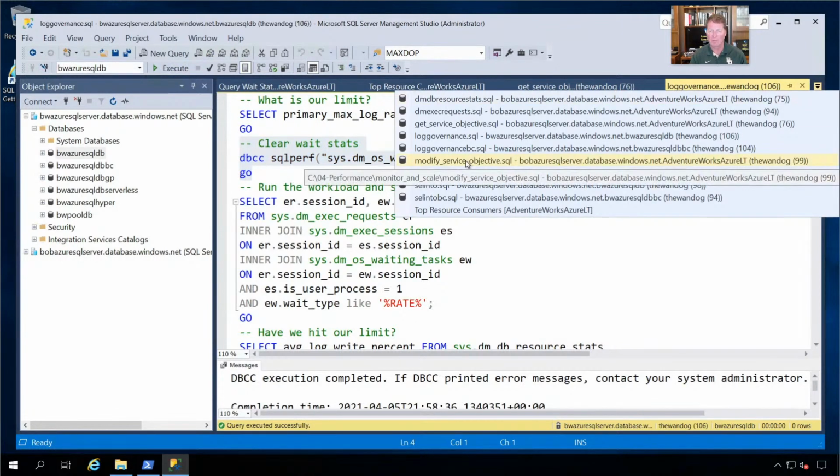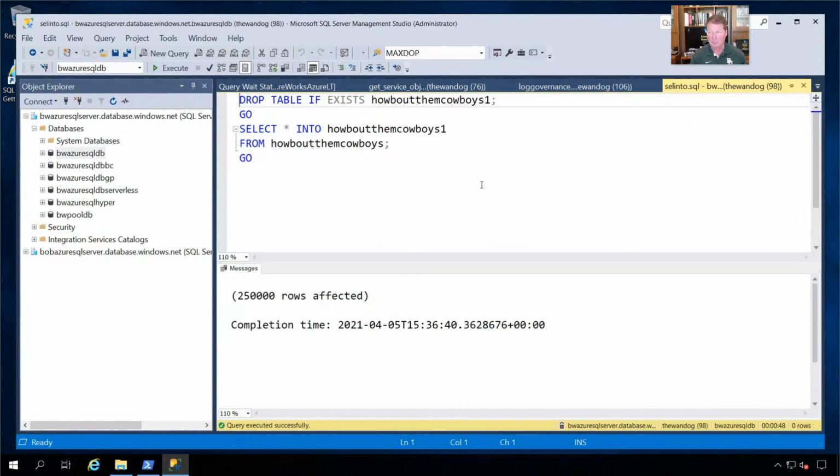Now, and I can't help myself, though. I love my sports teams. So there you go. I'm sorry, but there's the table we're going to use.